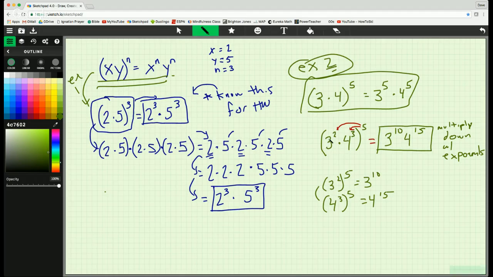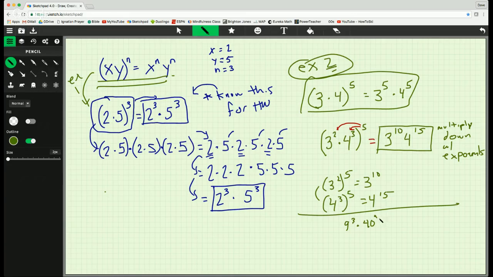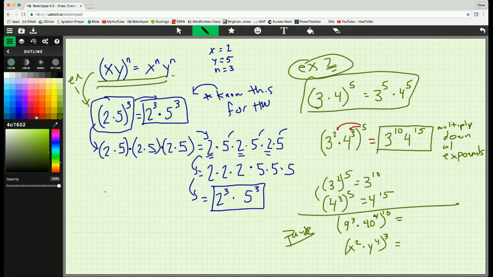Okay, when you have a product inside parentheses and you raise that to a power, you can just multiply your exponents. So I want you to try these ones. I'll give you two examples. 9 cubed times 40 to the 4th, all to the 10th equals what? And then x squared times y to the 4th cubed equals what? So pause and try, and I'll give you the answers.